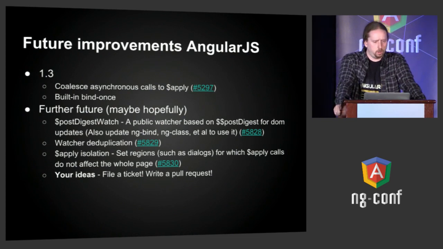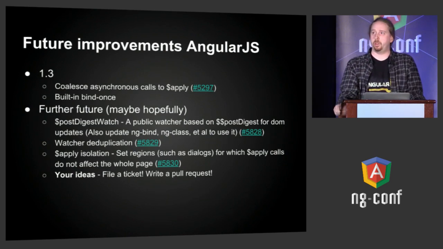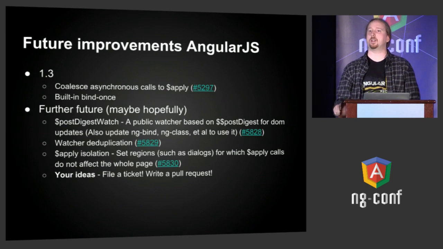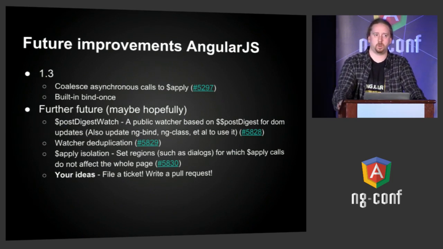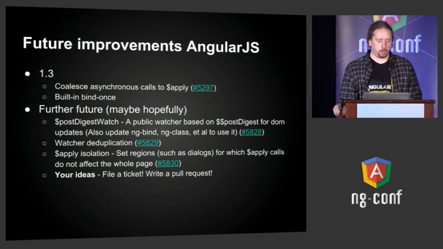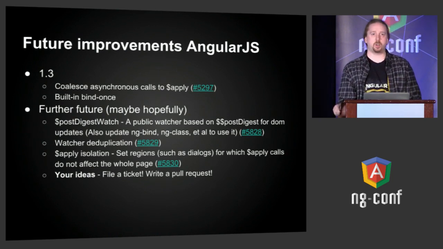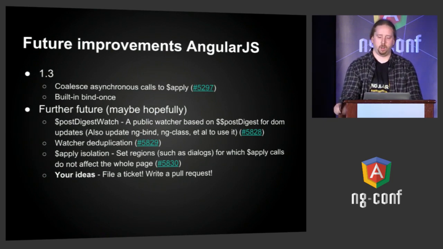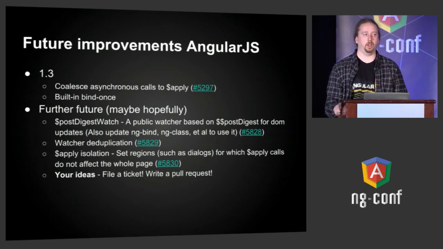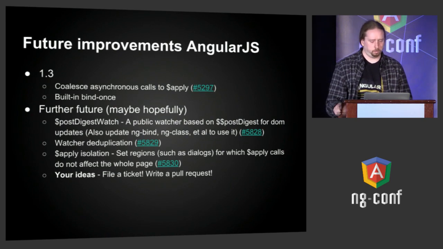So yesterday in the Q&A, it was alluded that bind once was going to make it into 1.3. So that's very good news. Further on, postDigest watch. Going back to my discussion about $postDigest, I think it would be a lot better if we could have an actual watcher that was used only for things that update the DOM and don't update the scope. An actual nice to use public way to do that, and then of course also update all of the built-in Angular directives to use it as well. I think that would be nice.